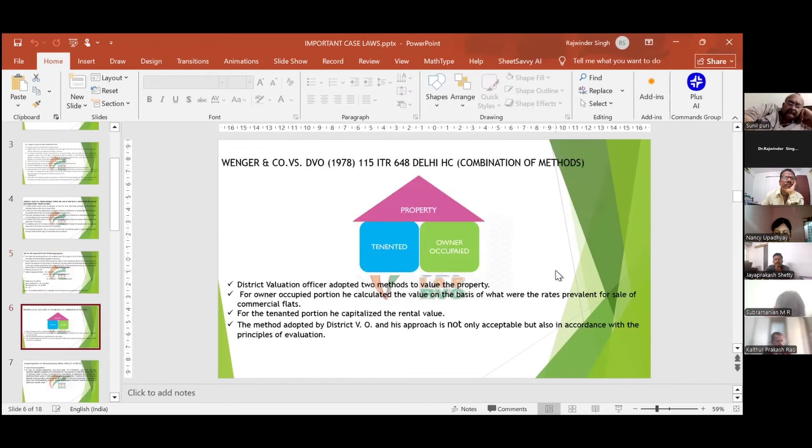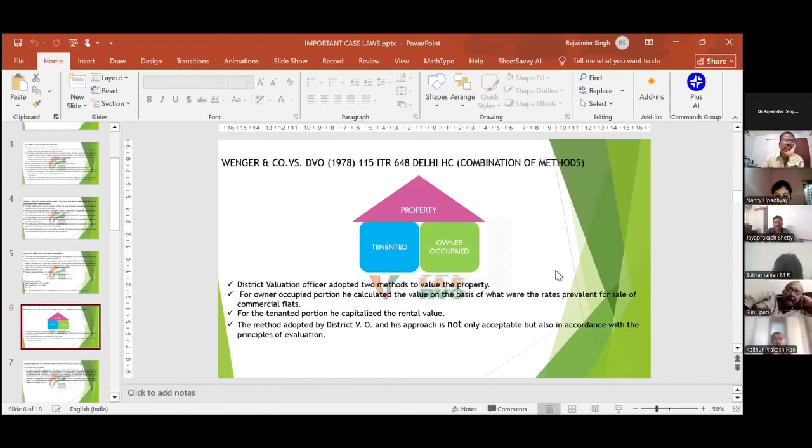And next one is Wenger and Company versus DVO. So the district valuation officer adopted two methods to value the property. For the owner occupied portion, it was done on the basis of prevalent market rates, and for the tenanted portion, it was done on the basis of capitalization of rental value.